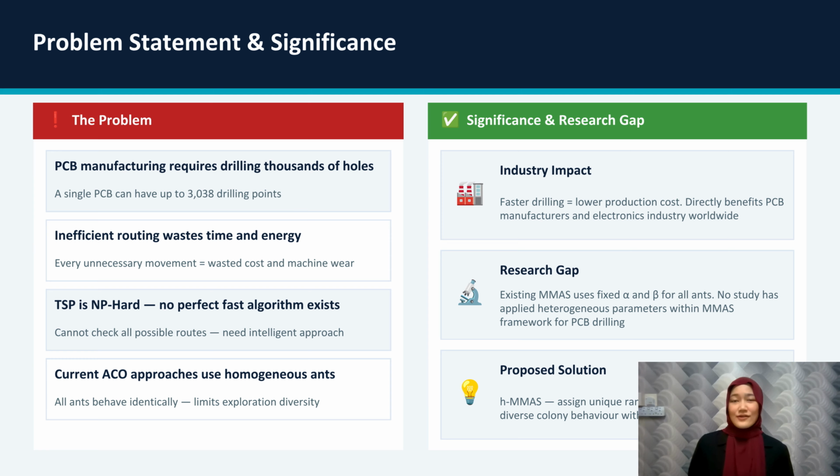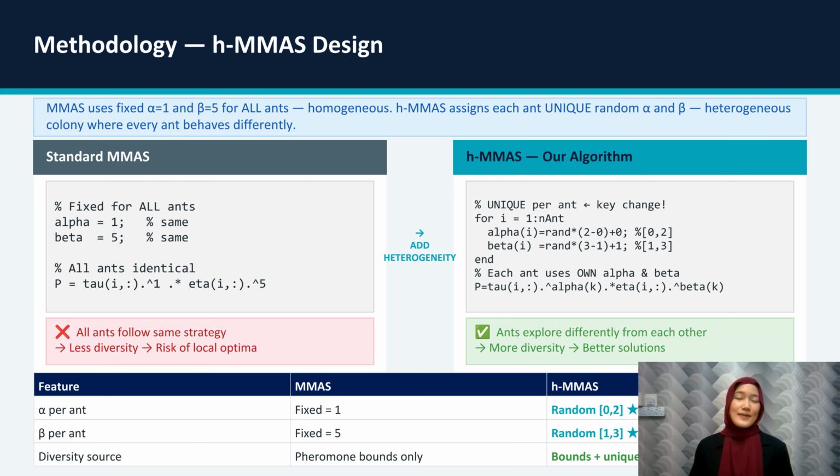Existing algorithms called ACO, ant colony optimization, already do this, but they have a limitation. Every ant in the colony uses the exact same settings, and they all think the same way. This limits how well the colony can explore different routes. My solution is called h-MMAS, Heterogeneous Max-Min Ant System, and the key idea is simple: give every ant its own unique personality. Let me quickly explain how it works.